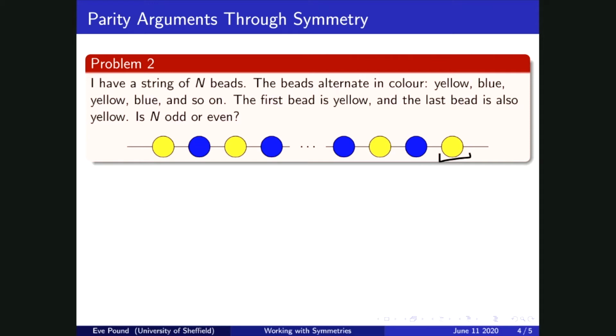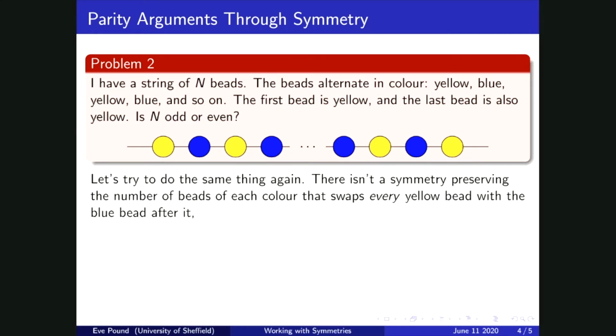So what we did last time was we paired all the beads up, but because we've got an odd number of beads, well, we hope we've got an odd number of beads, we should fail to pair them up when we try to. So we're going to try to do the same thing again, and there isn't going to be a symmetry preserving the number of beads of each color that swaps every yellow bead with the blue bead after it. We can't possibly do that. For example, if I try to swap this yellow bead with the blue bead that comes after it, there isn't one. That doesn't make sense to do.